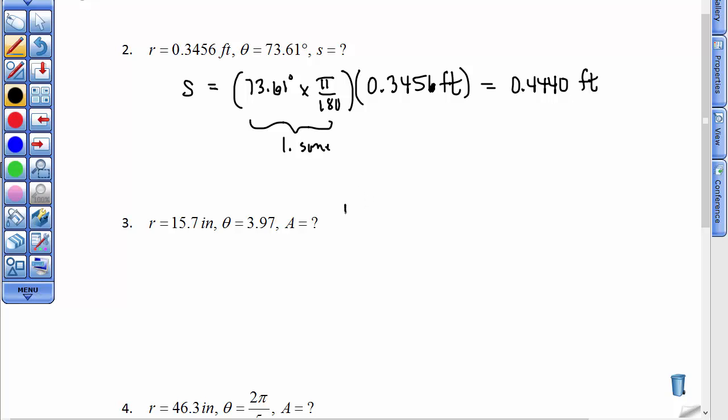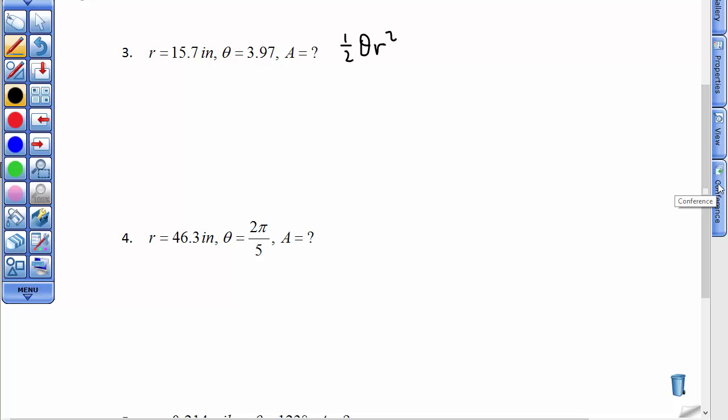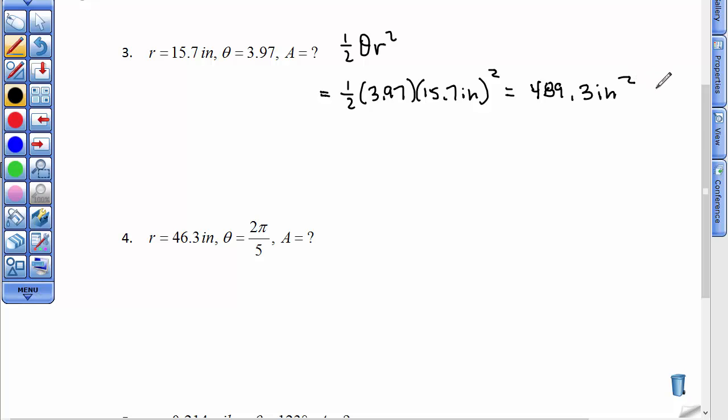The area formula is 1/2 theta times the radius squared. So let's go ahead now. This one, theta is ready to go. So theta is given to us in radians. There is no degree symbol. So to find the area, I'm going to take half of 3.97 times the radius of 15.7 inches. I'm going to square that number, and when I do that, you should get 489.3 inches squared.